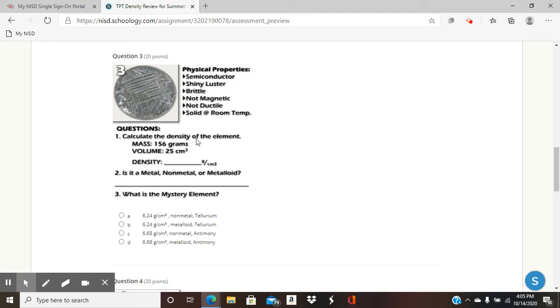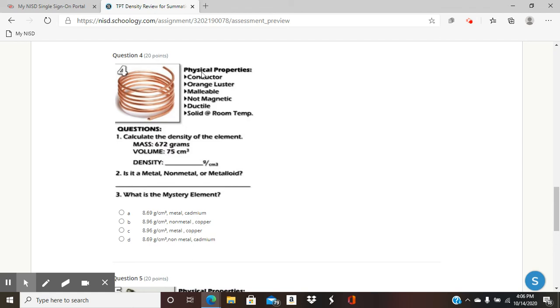The same thing you're going to do is calculate the density of the element. I give you the mass, I give you the volume, you're solving for density. You're also going to tell me if it's a metal, non-metal, or metalloid by these physical properties. This is the one where I talked about semiconductors and how they vary, right? So what is the mystery element? Again, to find the mystery element, you would look at the density, go to the periodic table, and find the number, and that will be your element.